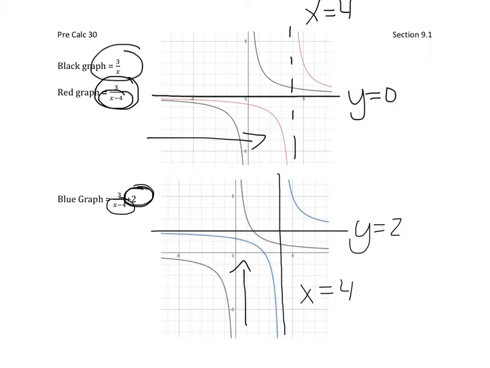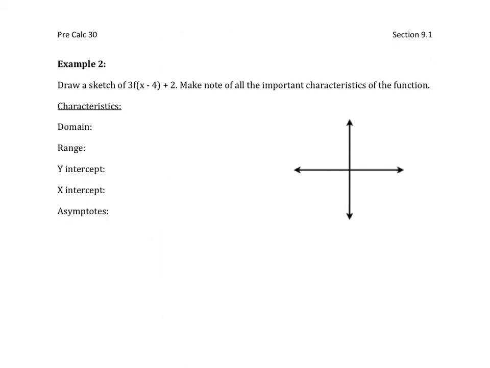So let's look at another example. Example number 2 says, draw a sketch of this function. So we're going to look at a rational function. We'll just rewrite this as 3 over x minus 4 plus 2. Make note of all the important characteristics of the function.